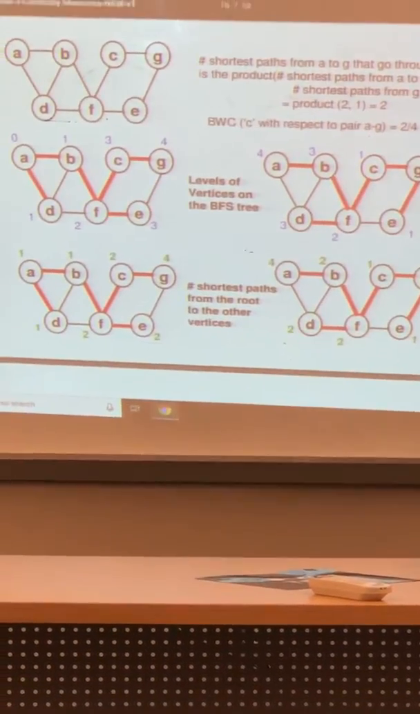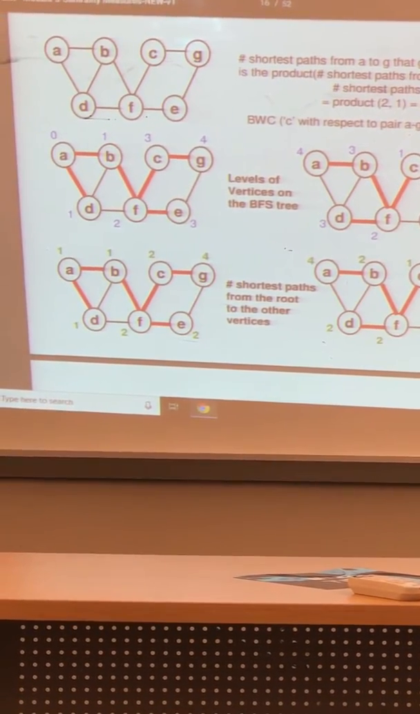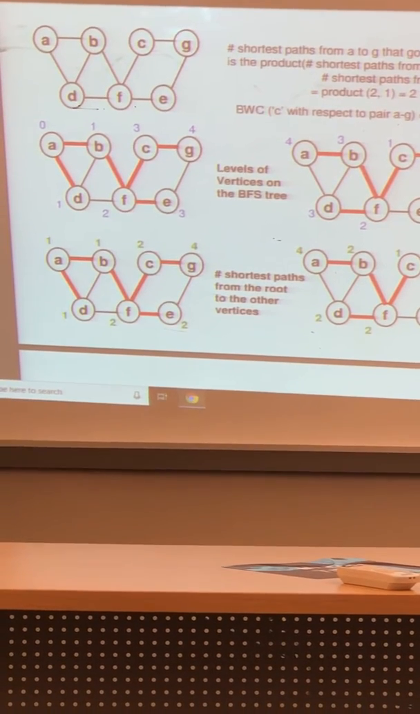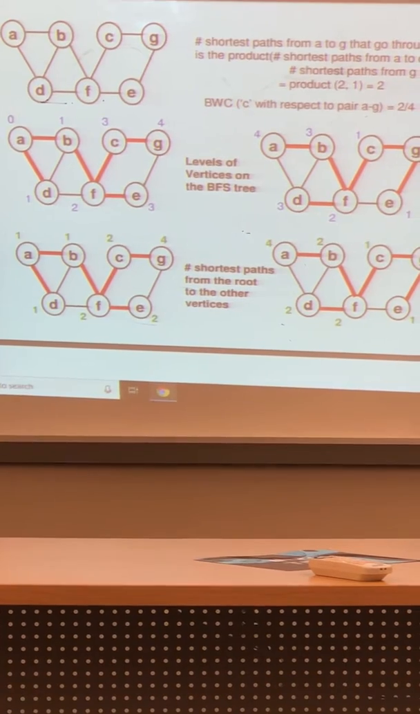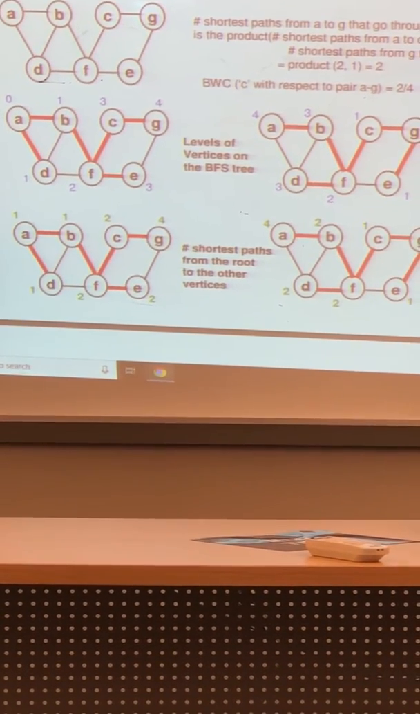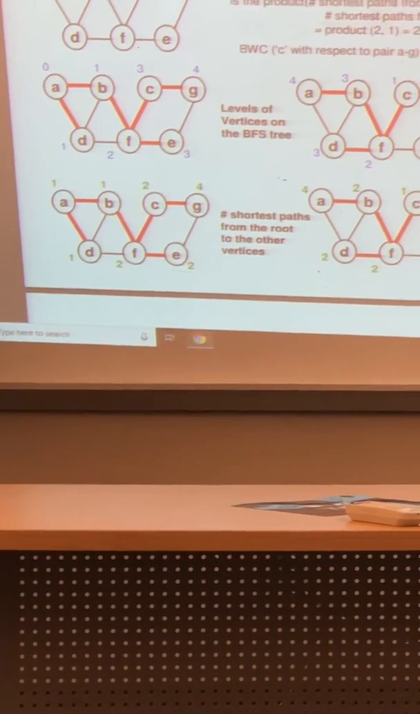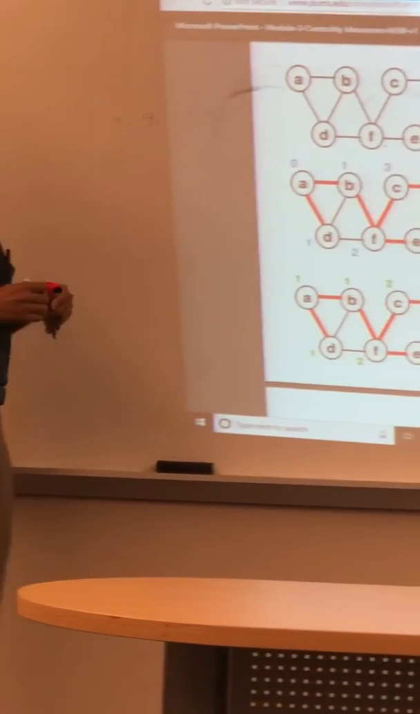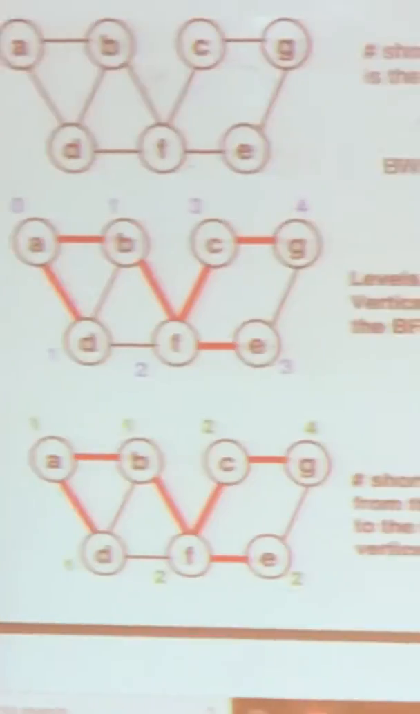Okay, so there are two steps in this process. The first step is to actually run breadth first search and determine what are called the level numbers of the vertices. When you run breadth first search, you get the level numbers, which are like the distance from the starting vertex or the root to the other vertices. So where do we start breadth first search in this graph? We are interested in the pair AG, right? So run breadth first search starting from A, as well as breadth first search starting from G.